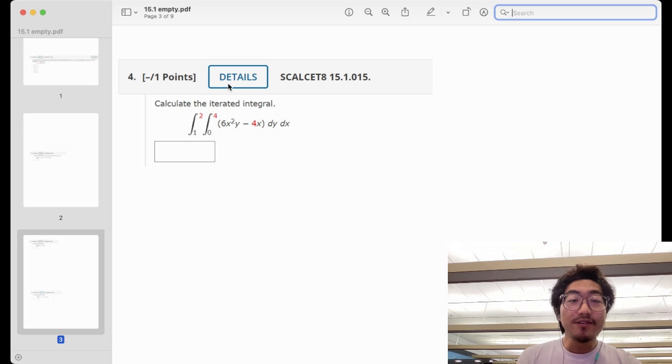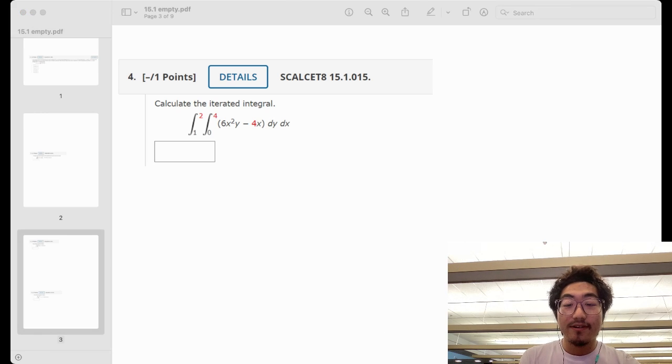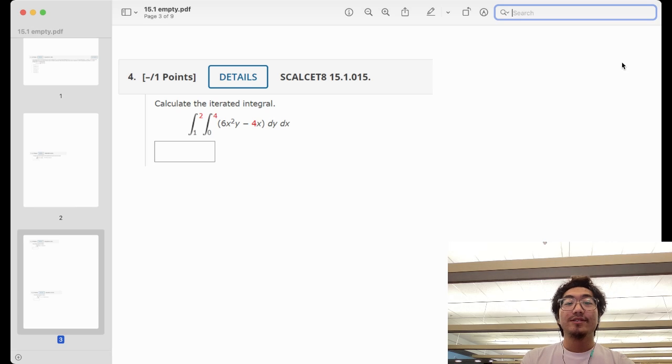Number four is a very classic iterated integral that you encounter in Math 126. You have x and y, and the outer integral corresponds to dx and dy. If it's dx dy, then this is dx and this is dy. So the rectangular region is x from 1 to 2 and y from 0 to 4.